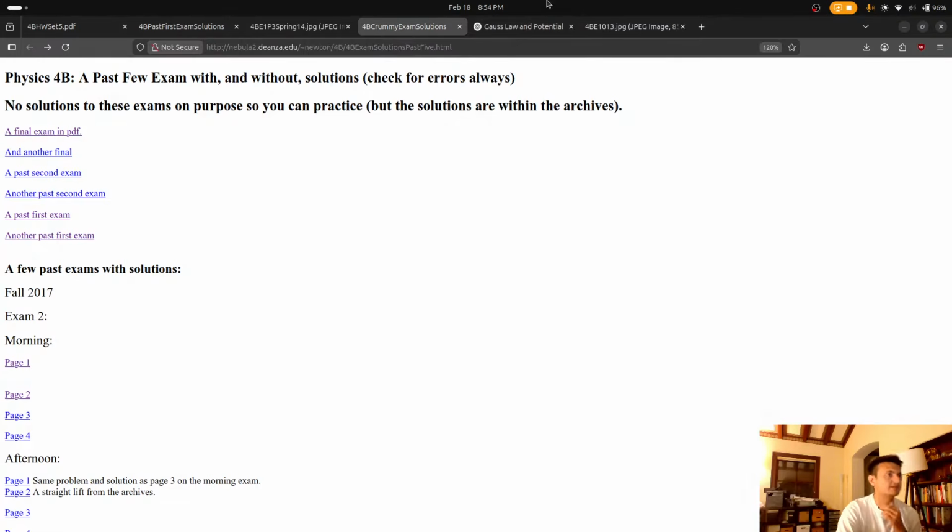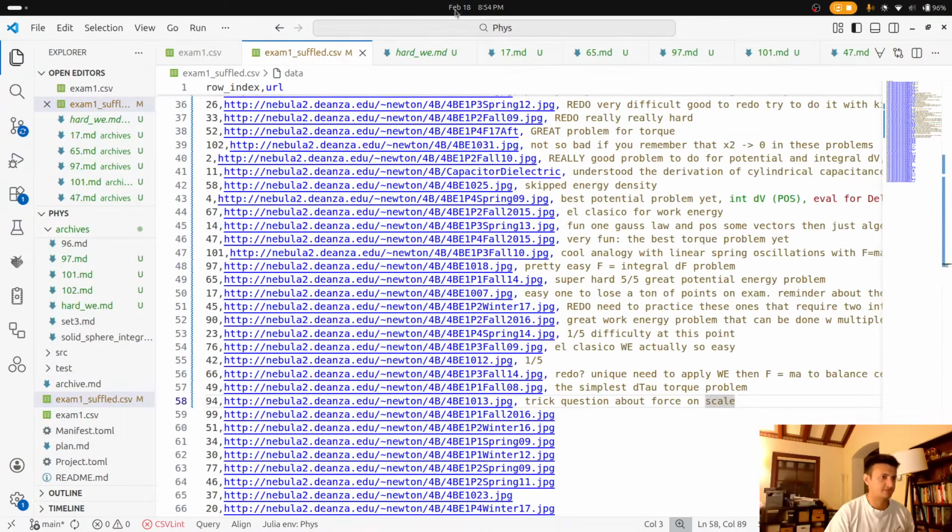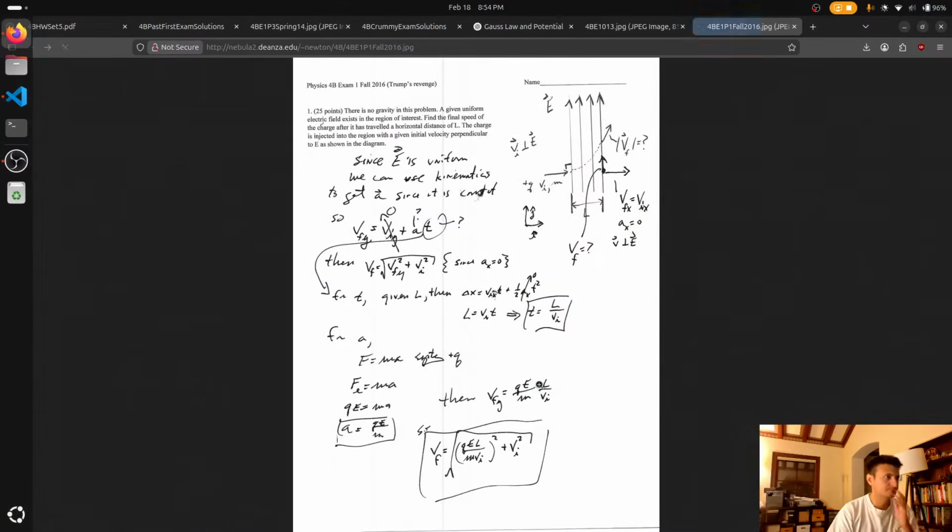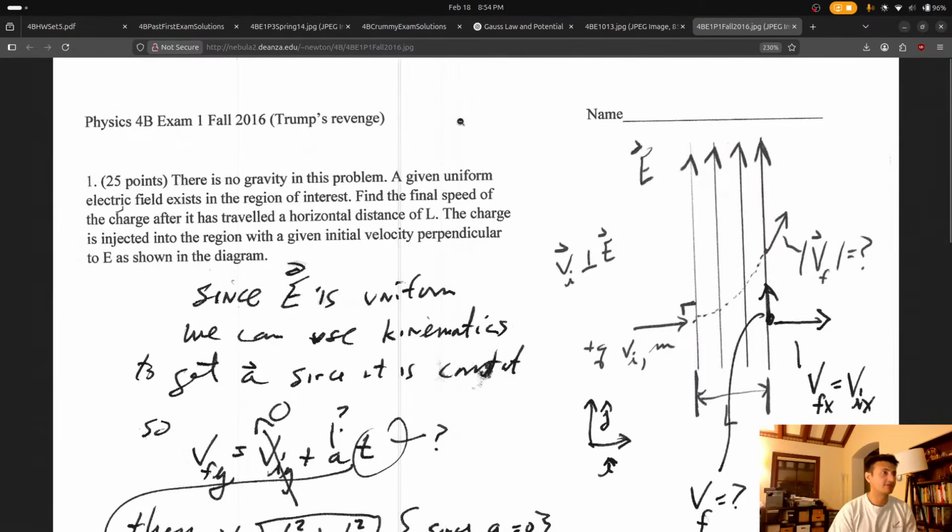Okay, fine. That's fine. All right. There's no gravity in this problem. A given uniform electric field exists in the region of interest. Find the final speed of the charge after it has traveled a horizontal distance of L. The charge is injected into the region with a given initial velocity perpendicular to E as shown in the diagram. Find the final speed of the charge.